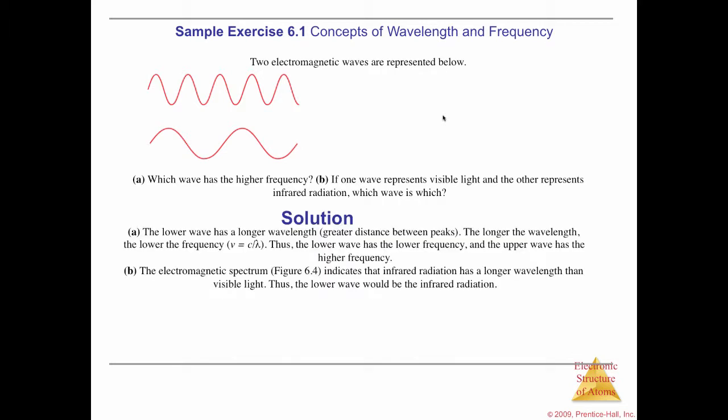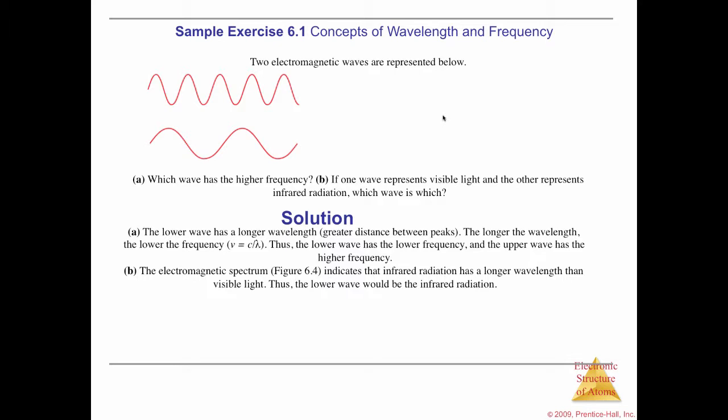The lower wave has a longer wavelength, that is greater distance between the peaks. The longer the wavelength, the lower the frequency by our mathematical relationship. Thus, the lower wave has the lower frequency and the upper wave has the higher frequency. Frequency is also measured in a unit called hertz or an inverse second. So when you talk about frequency, you can say how many waves per second. Obviously, the first wave at the top is going to have more waves per second or a higher frequency.